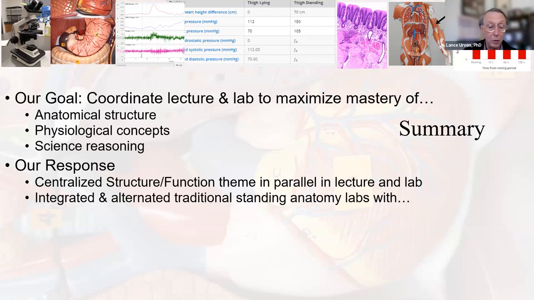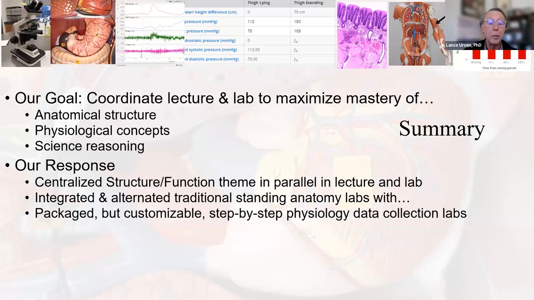Then we took what we already have that we're pleased with, our anatomy labs, and integrated them and alternated them with a physiology set. And we use this particular one. There are others on the market that you can consider, but we're pretty happy with this one. And it's really helpful if you can buy one that's packaged to use off the shelf, but then you can adjust it to your needs and your facilities and your students' goals as you go along.